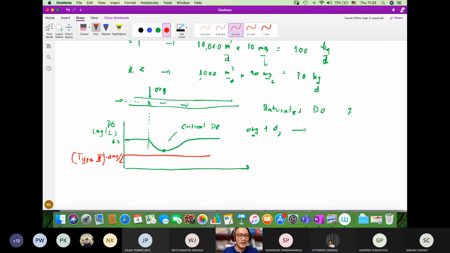Okay, so this is the type 3. So the dissolved oxygen shouldn't go below 4 milligrams per liter. This is a kind of critical dissolved oxygen pattern. If the industry discharges more polluted water, the oxygen profile gets like this. The critical dissolved oxygen goes below 4 milligrams per liter.